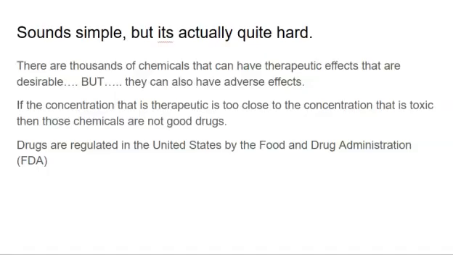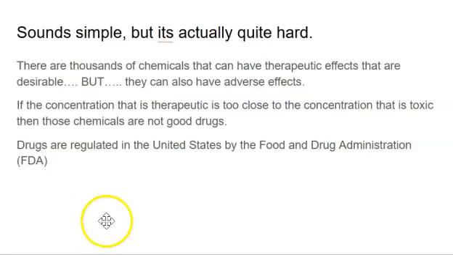This sounds simple, but it's actually quite hard. There are thousands and thousands of chemicals out there that have desirable therapeutic effects. But the problem is a lot of them also have adverse effects, and the therapeutic window is too small. So the selective toxicity is not good, right? And so they're not useful as drugs because we can't get the benefit without also poisoning the human. So that is actually really hard to find. And it requires a lot of research, a lot of careful testing, right?